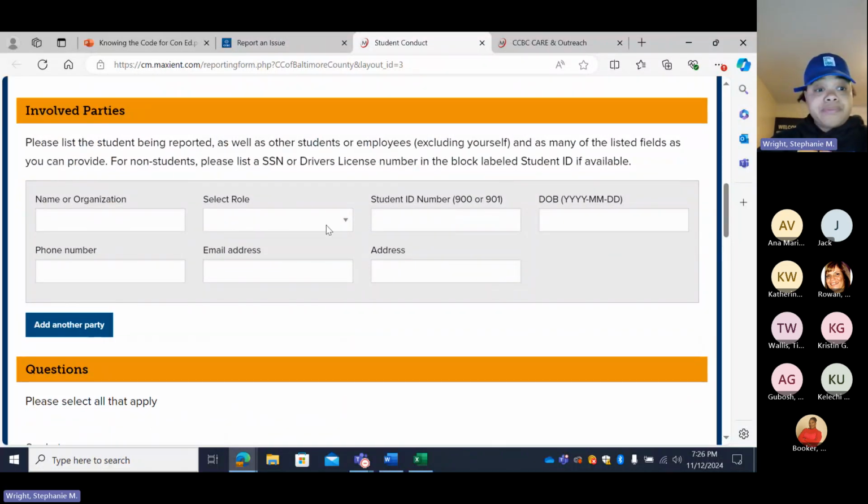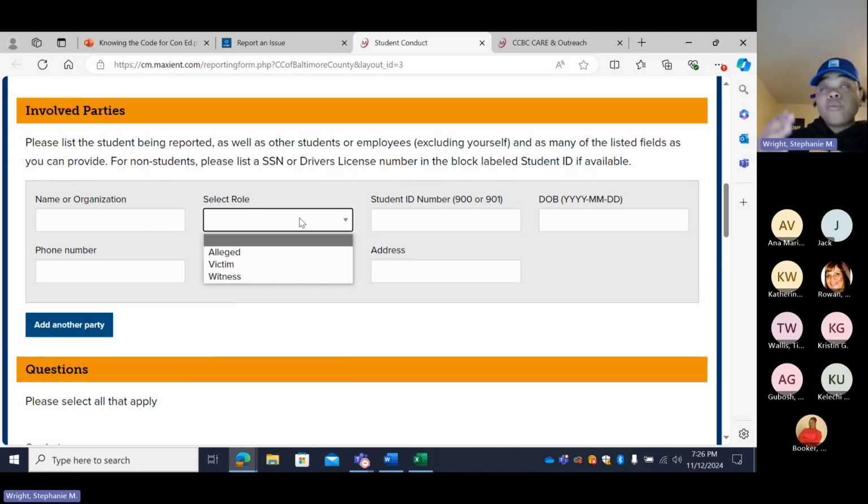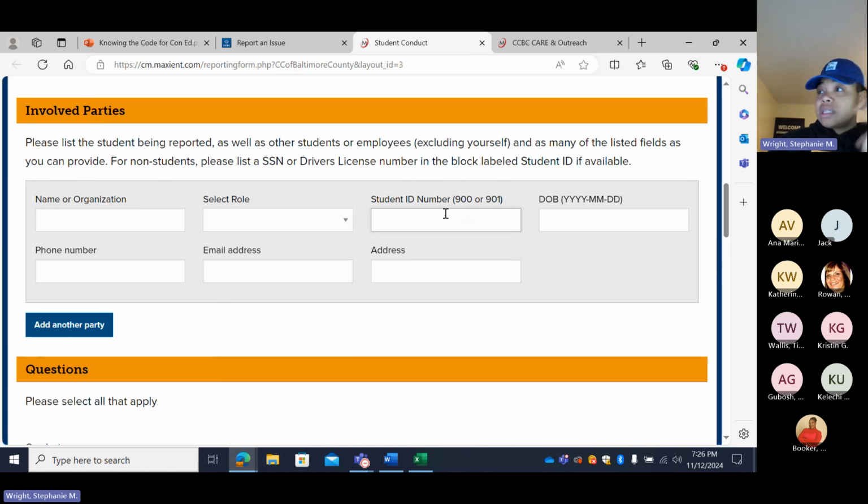This is really important. I get a lot of reports where the name or organization is CCBC, but we're talking about a student. So I actually need the student's name. So let's put that student's name in. You're going to select their role, right? Were they on the receiving end of some type of incident, or were they the one who perpetuated the incident, right? We want to be able to put that information in there. What's their ID number? Now, typically, you'll be able to have a magnifying glass here that'll help you search for their ID number. But if you don't have it for some reason, I will find it. But if you do have it, that would be amazing, right?